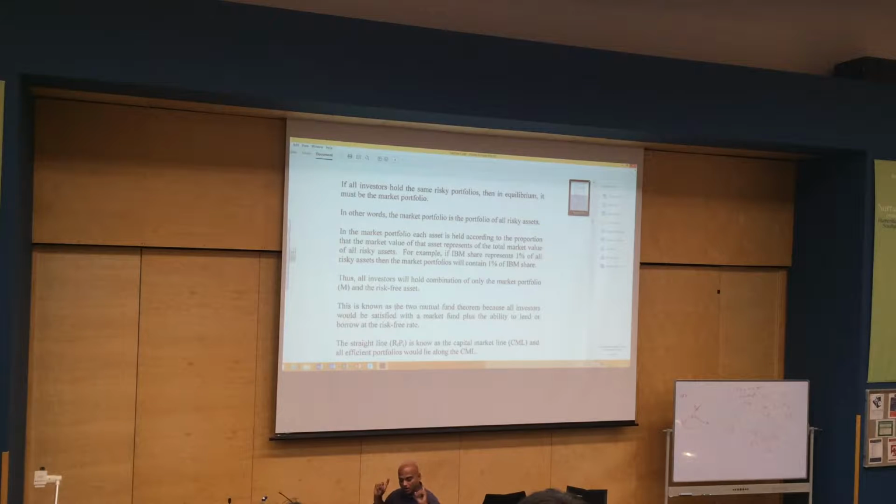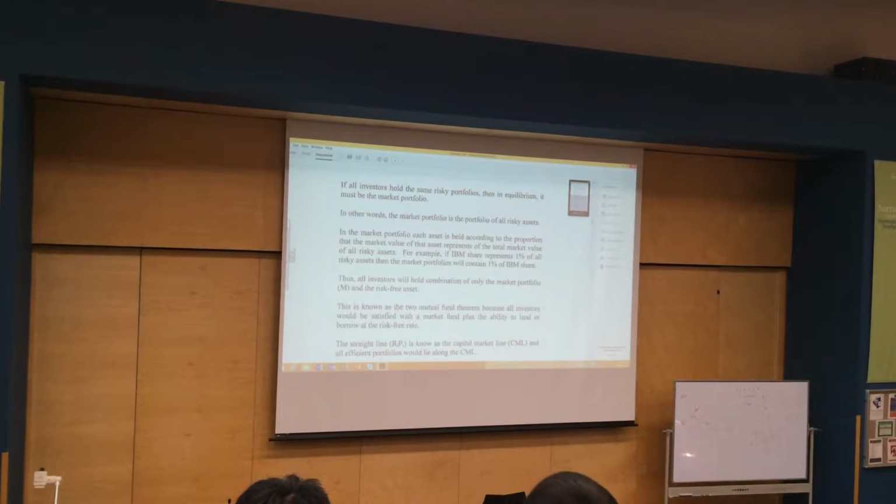Market portfolio, in theory, includes all the assets in the market. And the weights are according to the weight in the total market. If IBM represents 1% of the market value, then the market portfolio will include 1% of IBM shares. If Coca-Cola represents 1.5% of the total market value, then the weight will be 1.5%.